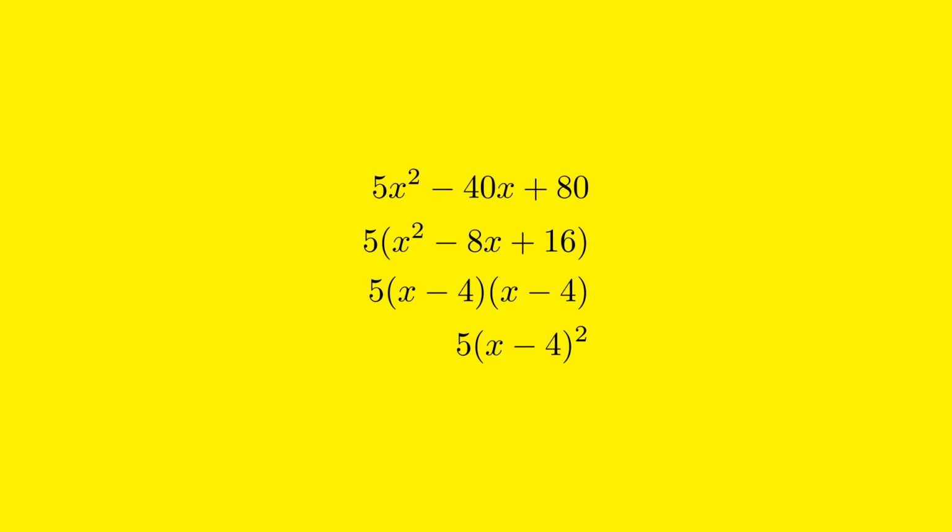Therefore, the expression x squared minus 8x plus 16 can be written as x minus 4 times x minus 4. This step shows that the quadratic expression can be written as the square of a binomial. So, the final factorized form of 5x squared minus 40x plus 80 is 5 times the square of x minus 4.